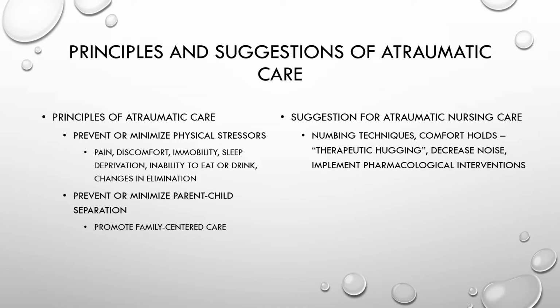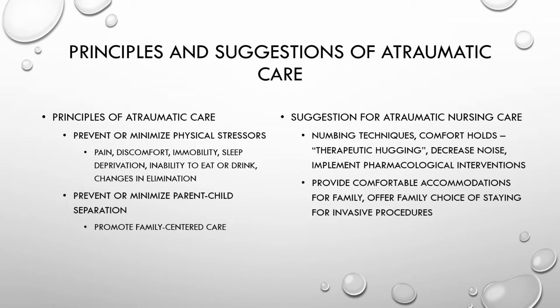The next principle of atraumatic care is the prevention or minimization of that parent-child separation. Depending on the age of the child, remember those little ones, they're going to want to have that familiar face. You're a stranger to them. So how can we prevent or minimize that parent-child separation? We can promote some real family-centered care. So what does that look like?